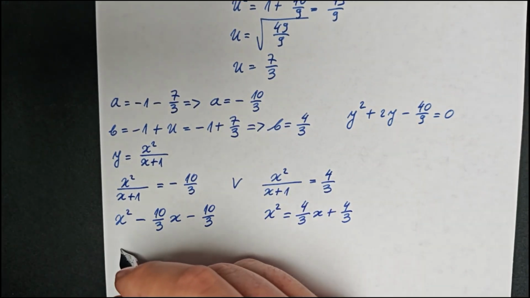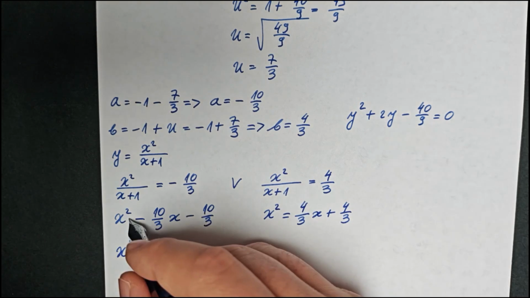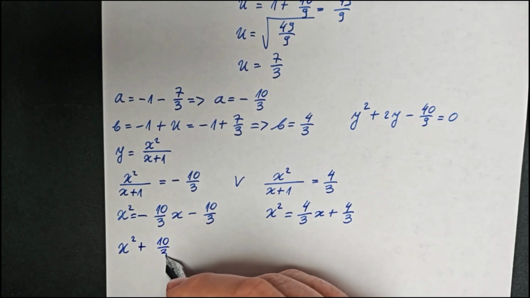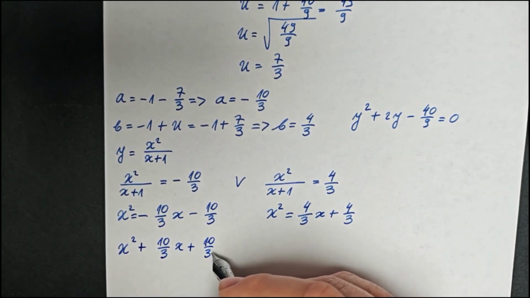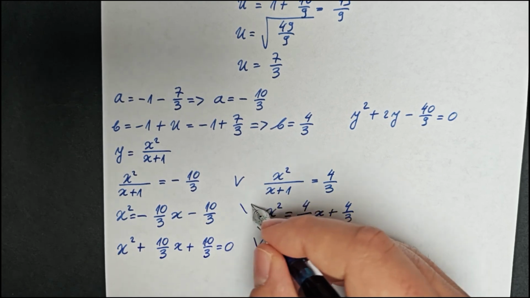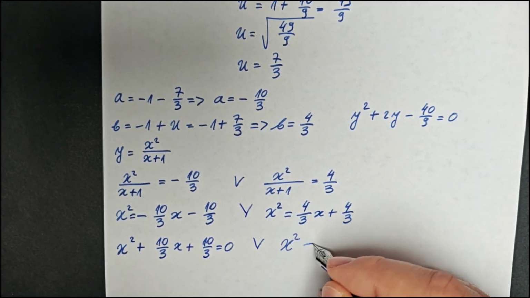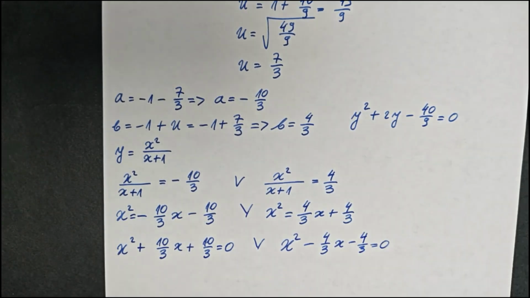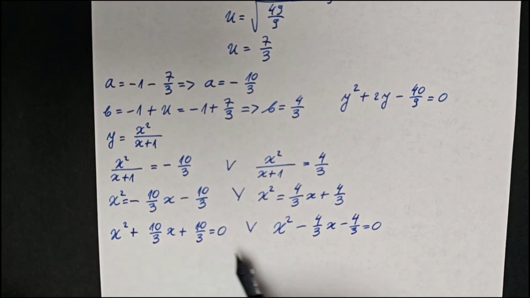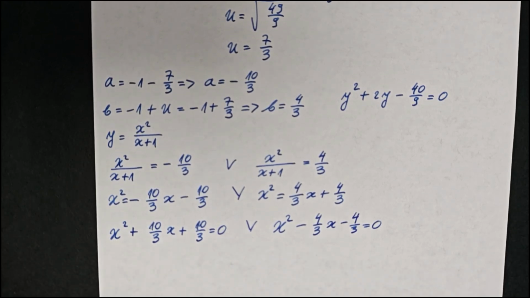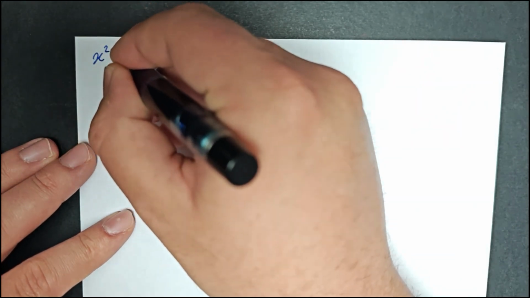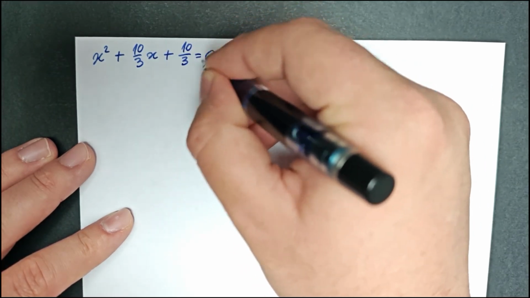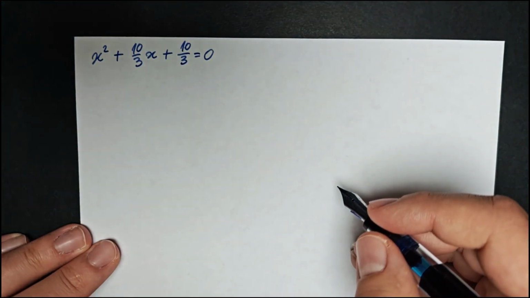This will give us two equations, x squared, of course x squared is equal here. So x squared plus 10 over 3x plus 10 over 3 is equal to 0. And the second equation is going to be x squared minus 4 over 3x minus 4 over 3 to be equal to 0. Now we just have to solve these two quadratic equations. Now for the equation x squared plus 10 over 3x plus 10 over 3 is equal to 0, I am going to use the same method again.